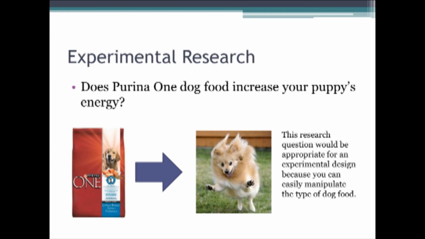So an example of an experimental research question would be, does Purina One dog food increase your puppy's energy? This is an appropriate question for an experimental design because you can easily manipulate the type of dog food.